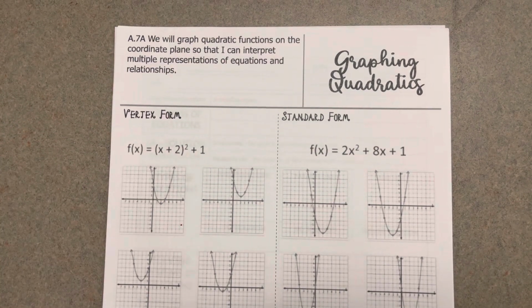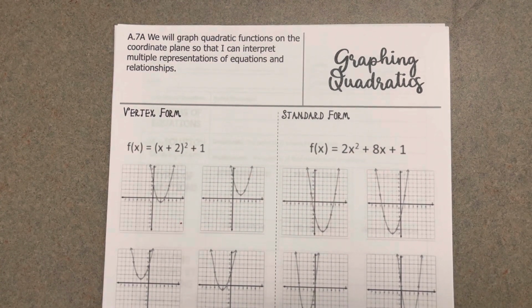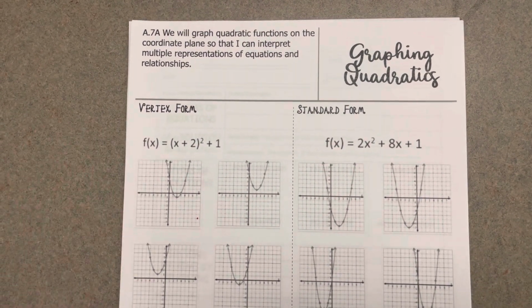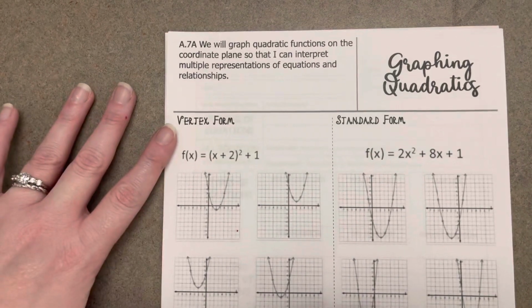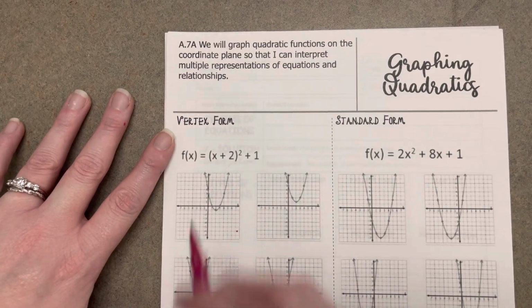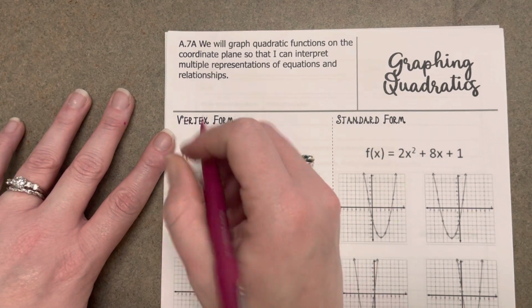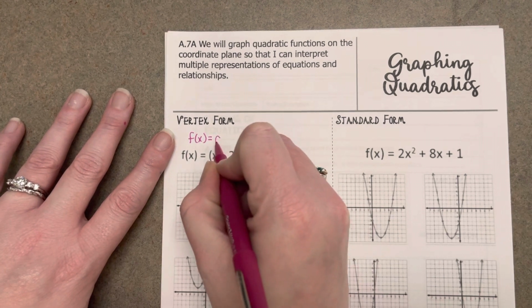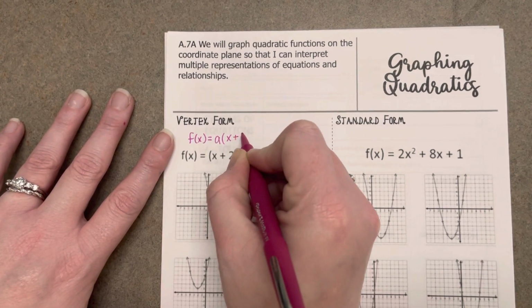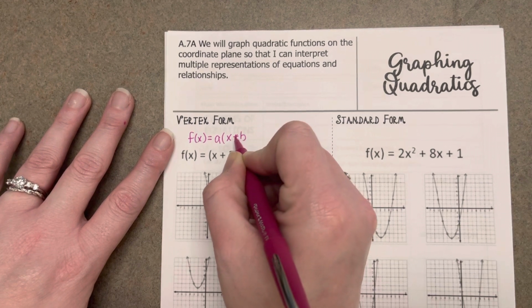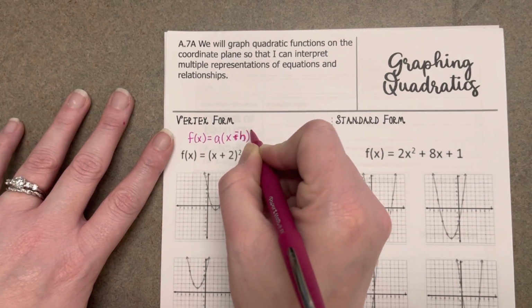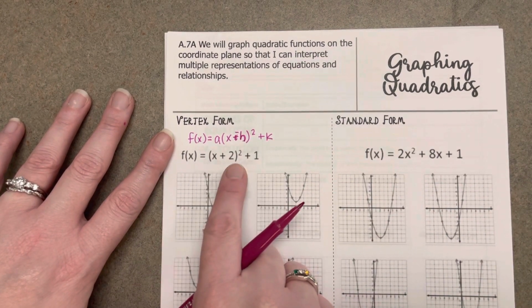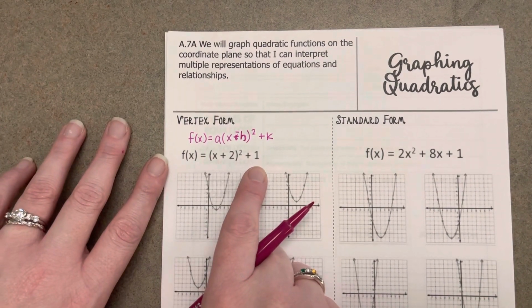This video is going to go over graphing quadratics, specifically quadratics in vertex form and quadratics in standard form. Quadratics in vertex form look kind of crazy. On your formula chart for vertex form, you'll see f of x equals a times (x minus h) squared plus k. And that just means that I have a set of parentheses squared plus or minus something.